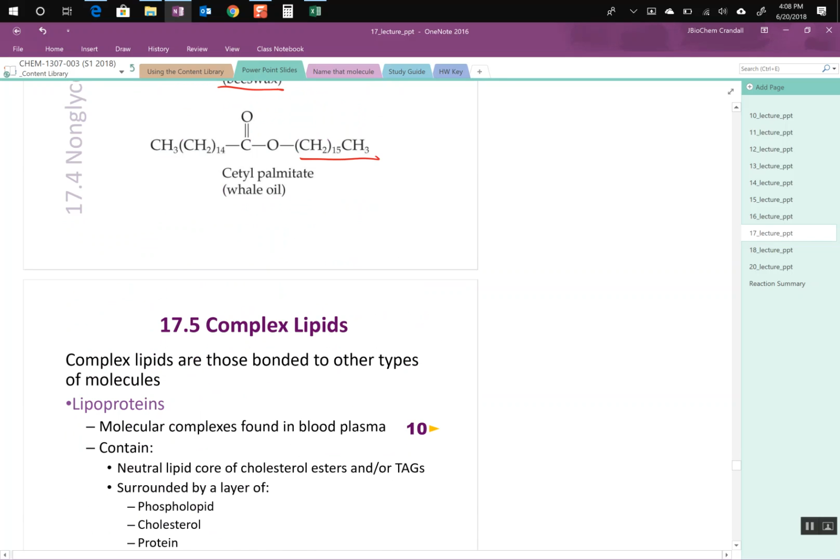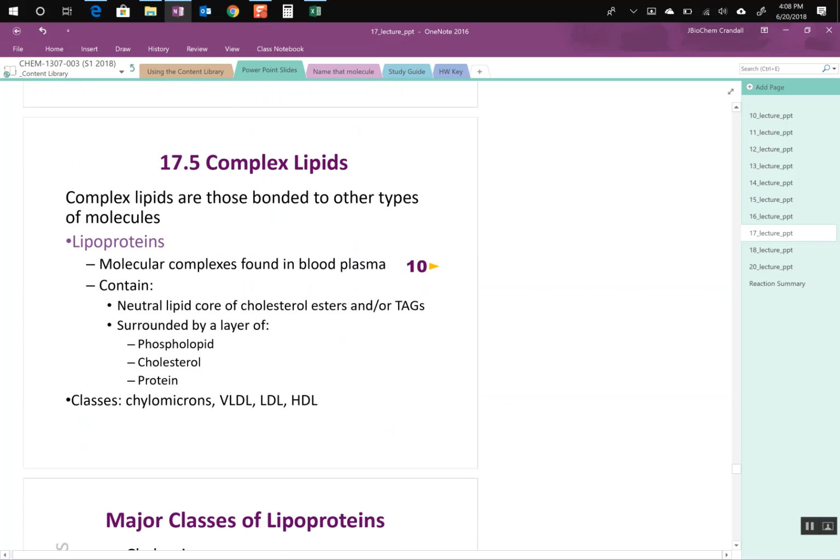So those are our waxes. Complex lipids. Like I said before, a complex lipid is not a lipid molecule that is complex. It's complexed with other things like proteins. So that's what we mean by a complex lipid. They're those bonded to other types of molecules.